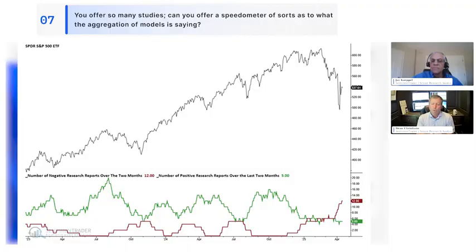And again, what this does basically is, I'm a trend follower, Jay's a trend follower. What positive reports do is confirm the trend.